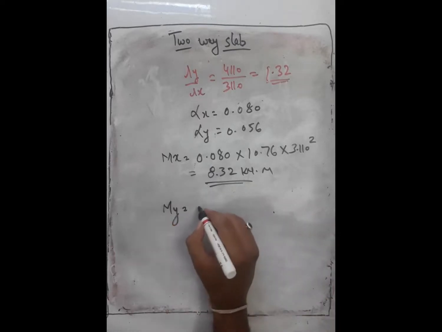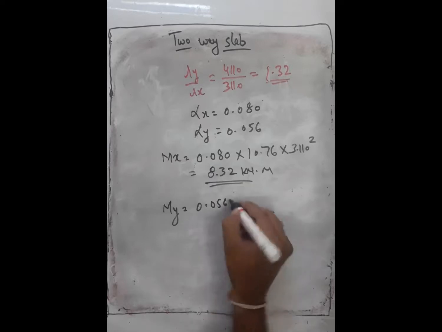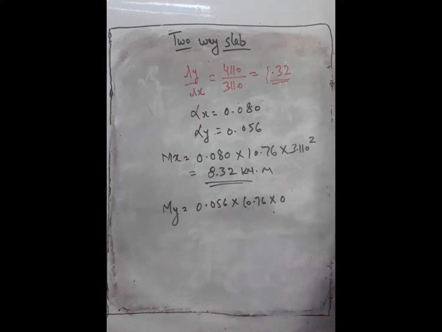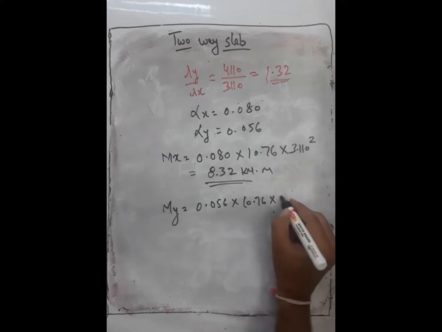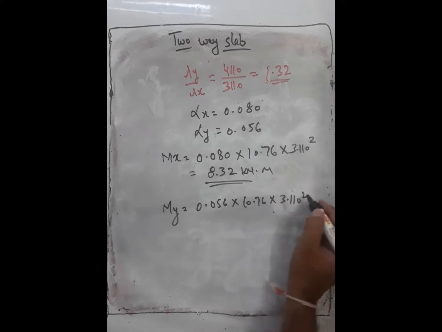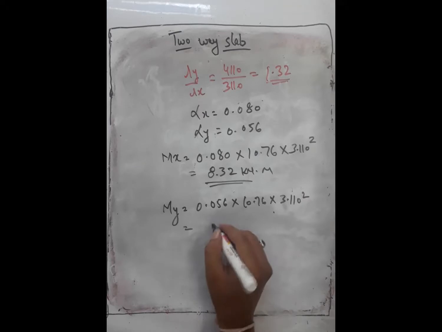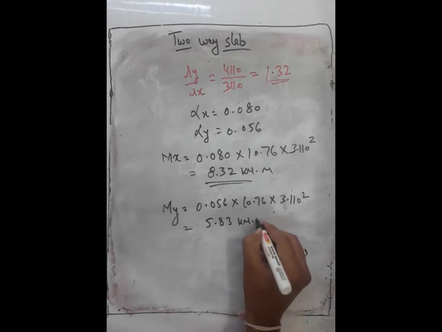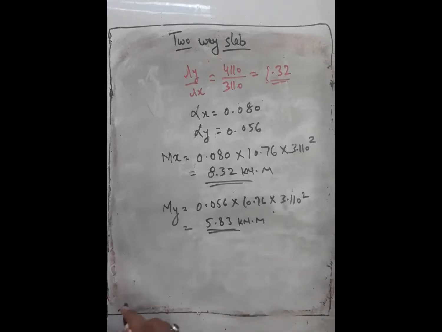My is equal to 0.056 into 10.76 into 3.110 square. So here you get my is 5.83 kilonewton meter. Okay, so this is the value of mx and my. Now you have to check depth with the help of maximum moment.